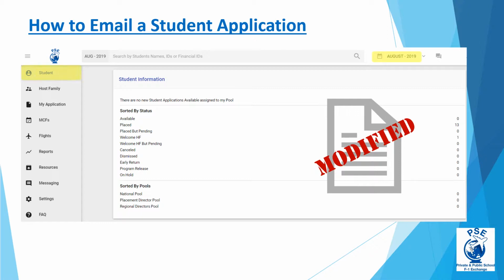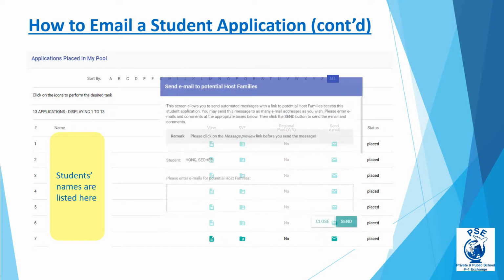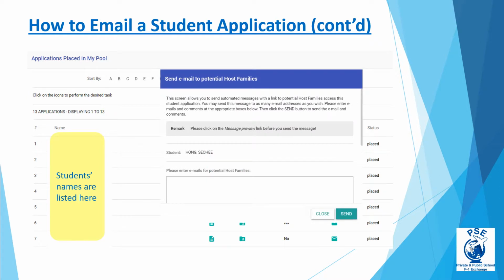Make sure you're in the Students section of Zapp. Then, click on the Available link to view your students. After clicking on the Available link, you will see the list of your students who are available for placement. Find the student's name and then click on the email icon for that student within the Send Email column. A pop-up box will appear which is entitled Send Email to Potential Host Families. Verify the student's name here.